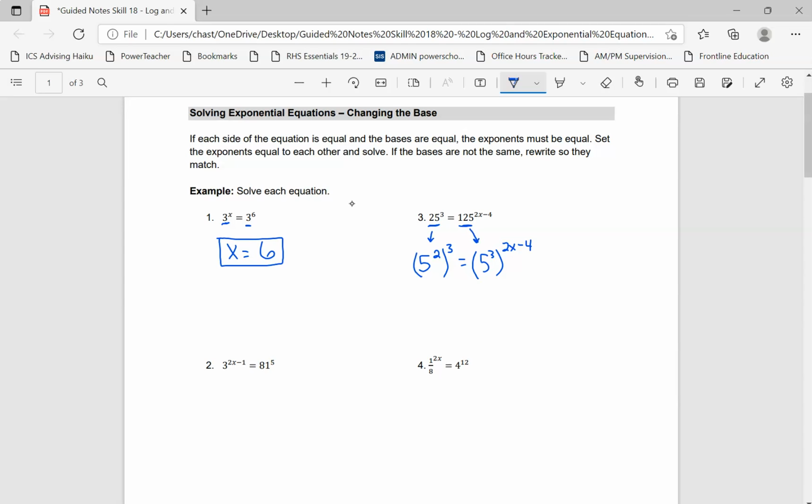And then what we're going to do is multiply our exponents. So we're going to get 5 to the 6 equals 5 to the 6x minus 12. I'm distributing that 3 from here. Now that we have the same bases, I can just do 6 equals 6x minus 12 and solve for x. So we get 18 equals 6x. So dividing by 6, we would get x equals 3.